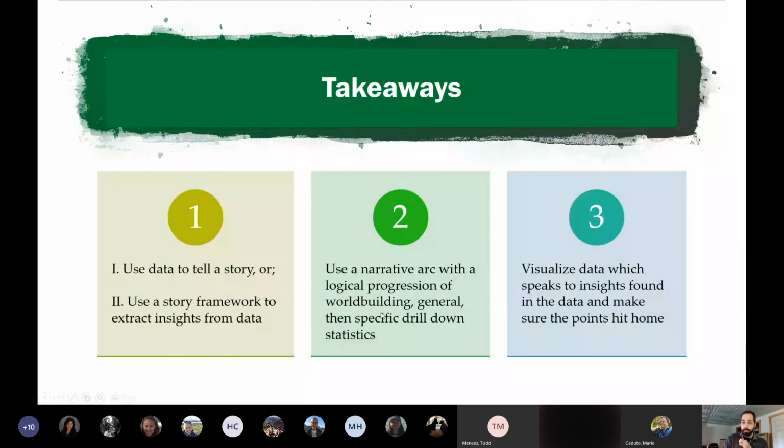There are a lot of basic fundamental tools that can be really valuable to doing analysis. And then visualize data, which speaks to those key insights. Ultimately, that's what you're here to do, regardless of how you're sharing this presentation. If you were doing data storytelling, it is to hit those points home.